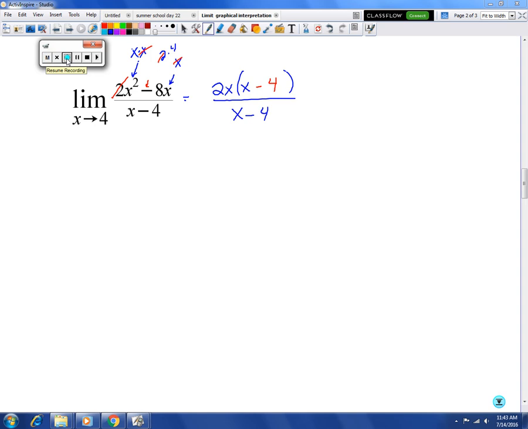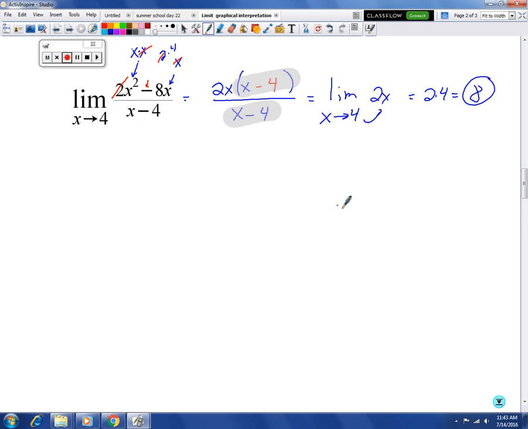We see that these cancel. Cancel out the x minus 4. So I'm going to rewrite my limit of 2x, and now I can substitute my 4 in. 2 times 4, my answer is 8.